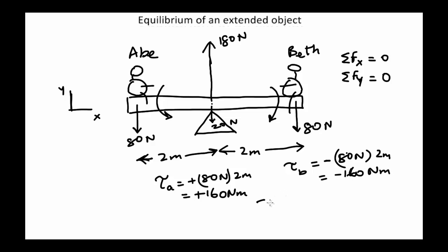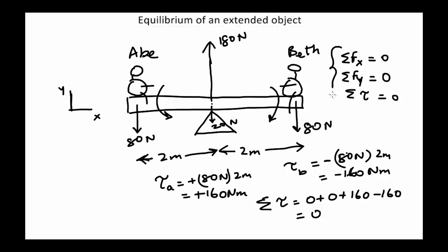And so now if I want to do the sum of my torques, I've got the 0 from the weight of the plank, 0 from the normal force, plus 160 Newton meters from Abe, minus 160 Newton meters from Beth, and that gives me a total of 0. So in this case, I have satisfied my third condition for equilibrium, the total torque being 0 around our chosen pivot. So this seesaw now will be perfectly balanced, which fits with our common sense. If we have two kids of the same weight sitting at opposite ends of a beam that was perfectly balanced to begin with, they're going to remain balanced when they're both on it.